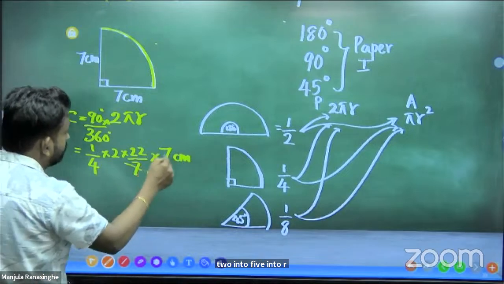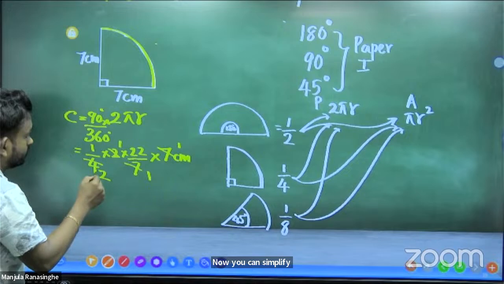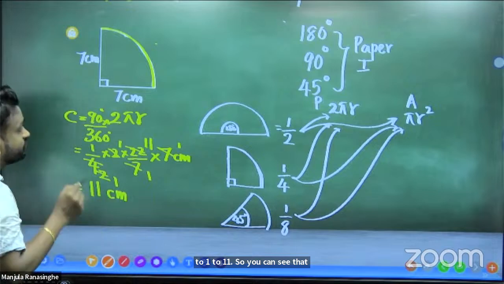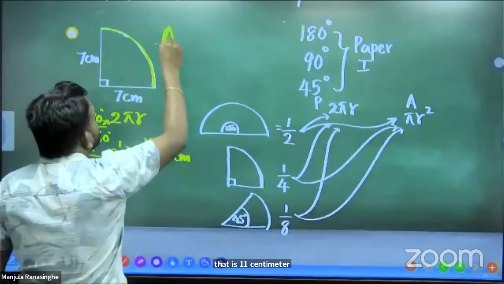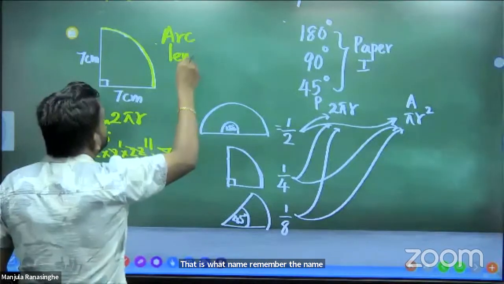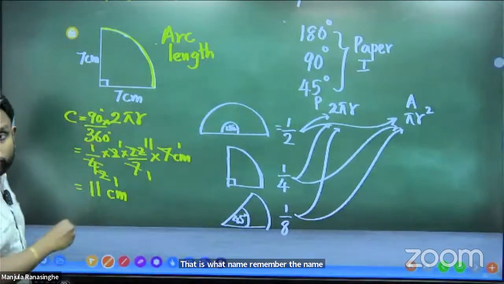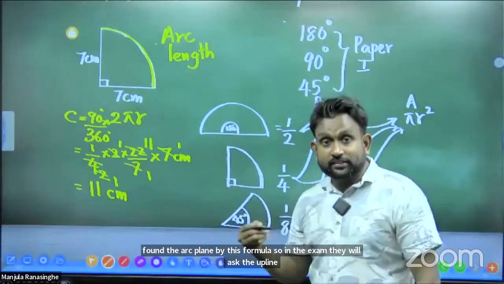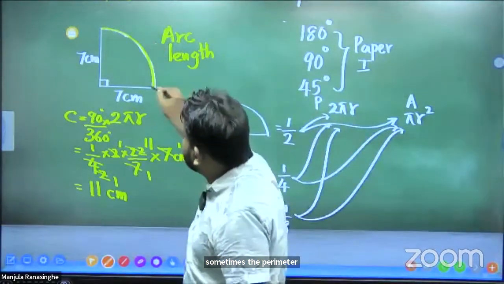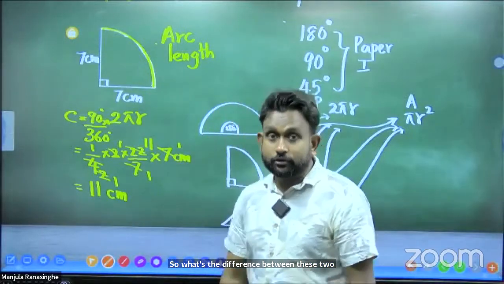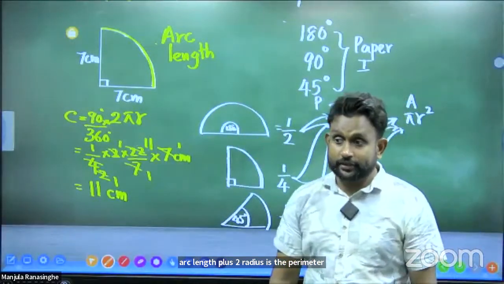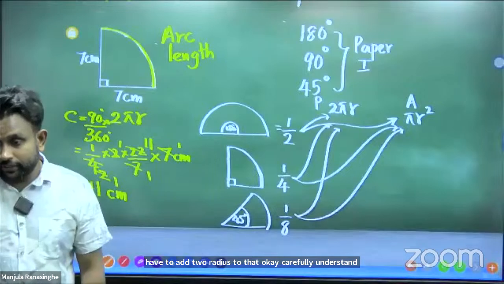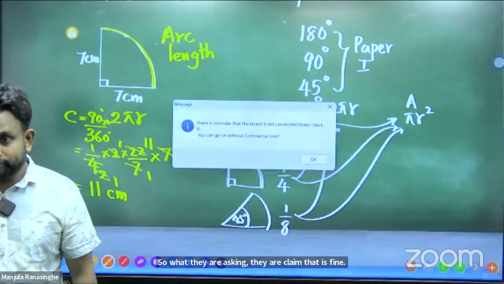Now you can simplify: 7 cancels, 2 cancels, and so the answer is 11 centimeters. Remember the name: that is the arc length. We found the arc length by this formula. In the exam, they will ask for the arc length, sometimes the perimeter. What is the difference between these two? Arc length plus 2 radii is the perimeter. You have to add 2 radii to that. Understand carefully what they are asking; here they are asking for the arc length.